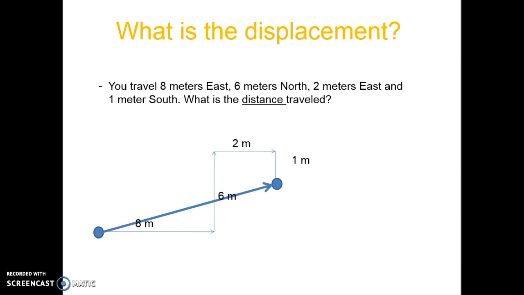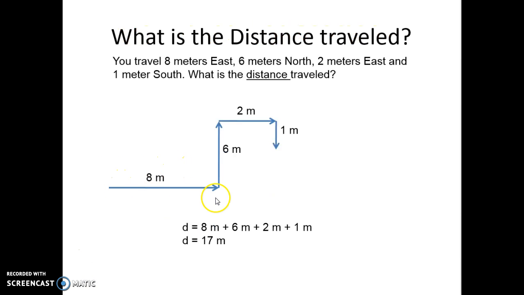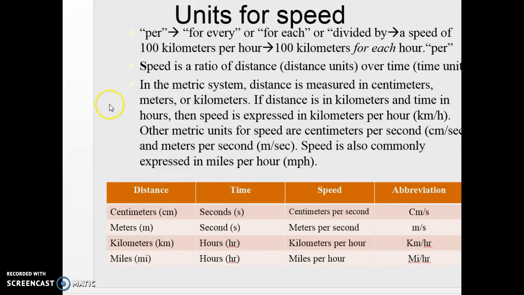We're not going to look at displacement yet, but again, distance. So distance is just how far you've traveled. You're pretty much just adding up all the distances or lengths that you moved. Okay, now we're going to get into speed.